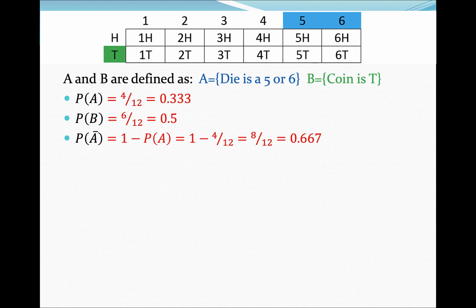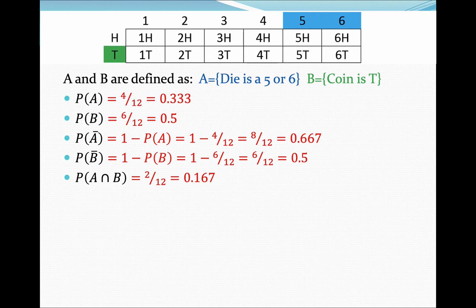So in this case, I just used the complement rule. I took 1 minus the probability of A, which is 1 minus 4 over 12. That gives you 8 over 12. You can also look at the sample space and see there are 8 outcomes not in A out of the 12, and that will give you that probability of 0.667. The probability of B complement works the same way. We can just take 1 minus the probability of B, and that in this case will give us 0.5.